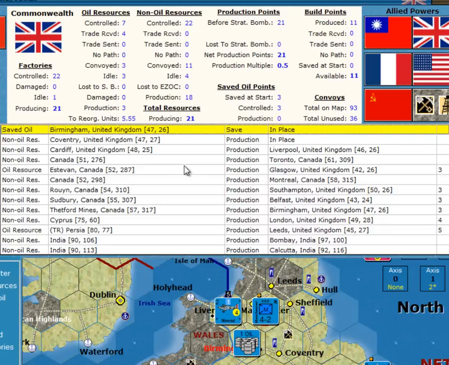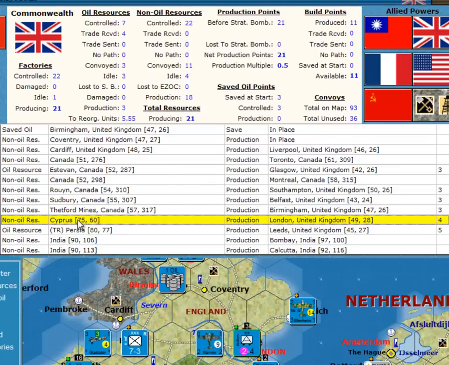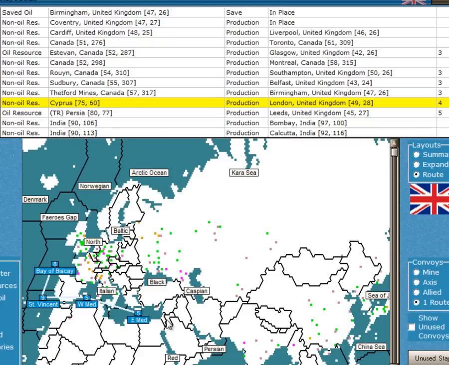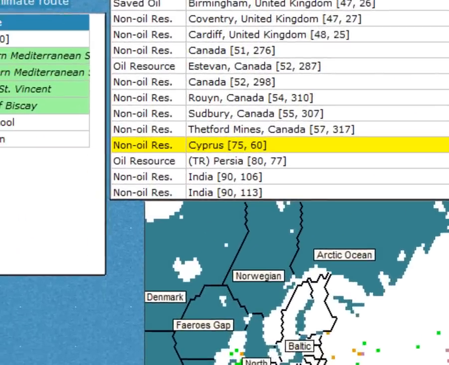So why don't we look at some of these resources and how they're being convoyed. So for instance, in London, we're getting a resource from Cyprus, and that resource from Cyprus is requiring 4 convoys. If we click on this 4 number, the maps change underneath, and it's a global map that shows you the route for the Cyprus resource. It starts in the Eastern Med, Western Med, St. Vincent, and up the Bay of Biscay, and it arrives in London.